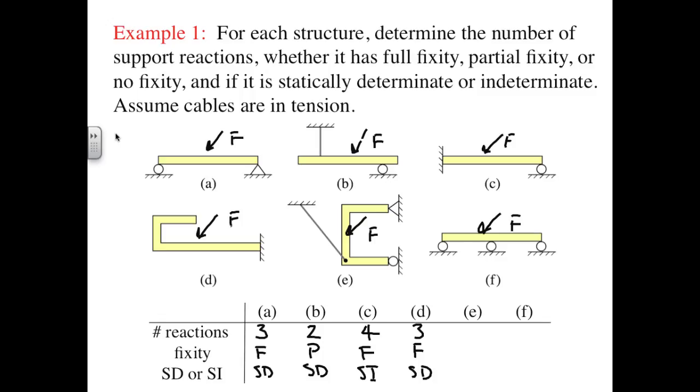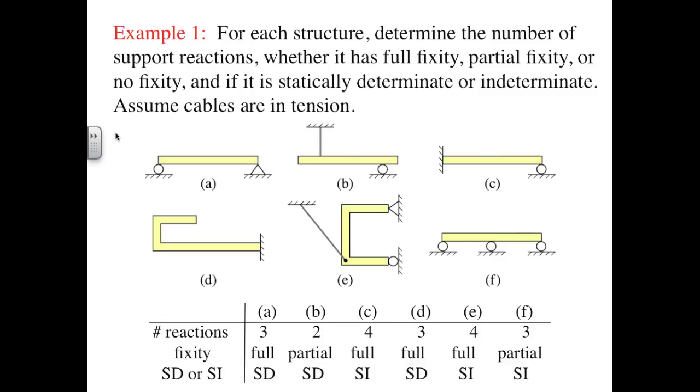In case E, the cable will give us 1 reaction, the roller 1, and the pin 2, so we will have 4 reactions. We have full fixity, and this is statically indeterminate, again because we have one more reaction than static equilibrium equations. And finally, in case F, we have 3 vertical force reactions, but they are not of sufficient configuration to prevent rigid body translation in x. So this has partial fixity, and because we have these 3 roller supports, vertical force equilibrium and moment equilibrium together will not be sufficient to determine how the force is distributed between those 3 rollers, so this is still statically indeterminate. These results are summarized here.